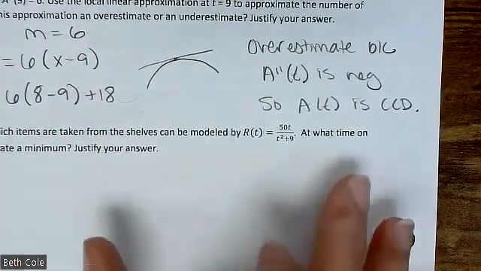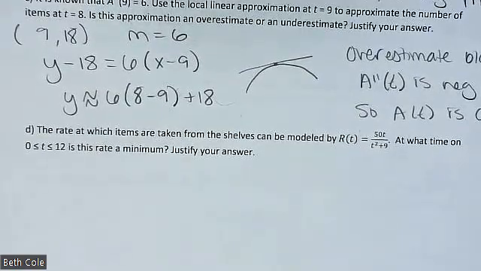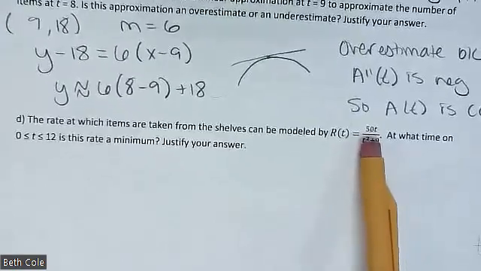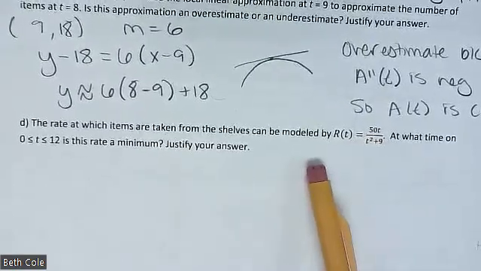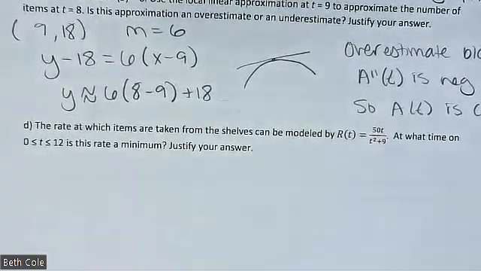All right, D. The rate at which items are taken from the shelves is modeled by that thing. That's actually not too messy of a function. We've seen worse, all right? At what time is the rate a minimum?